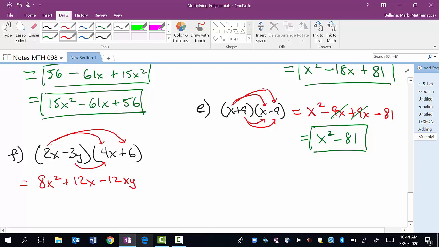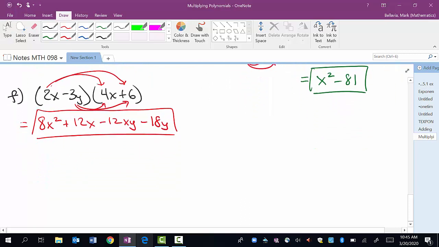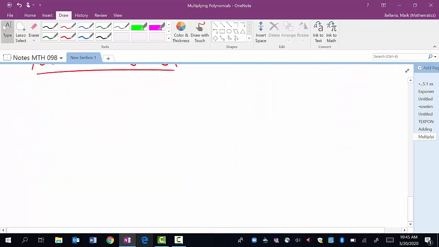So the y stays, the x stays, there's nothing to multiply them to with the same base. You just keep them both there. And then negative 3y times a positive 6 is going to be a negative 18. Don't forget the y comes along. Now, in most of the cases we had previously, the middle terms were like terms. In this case, they're not. They have different variables, so you can't combine them. So there are no like terms, so you just leave it alone. And we'll just look at a few more examples here.